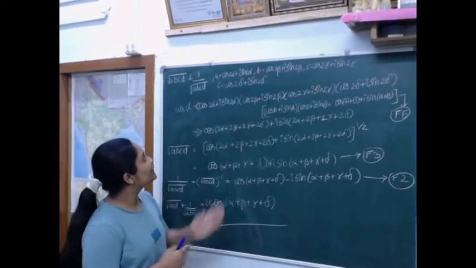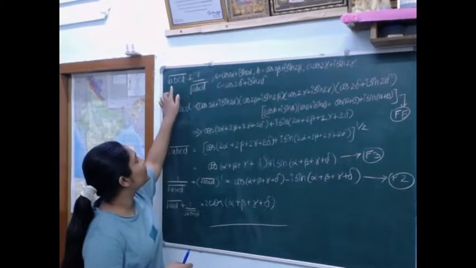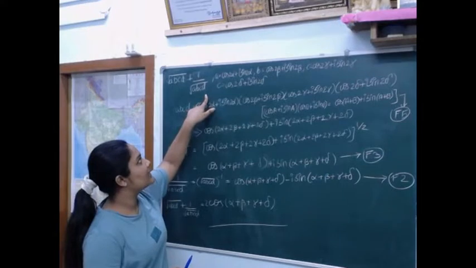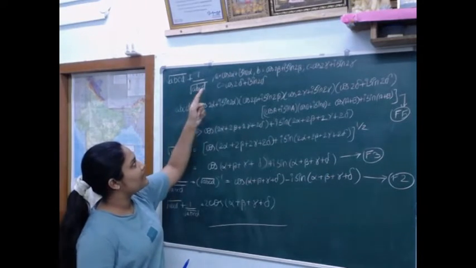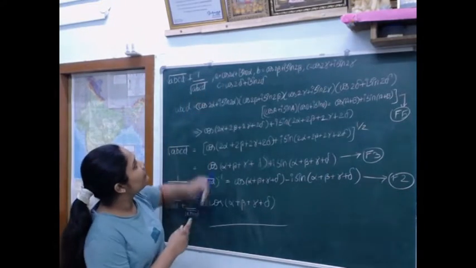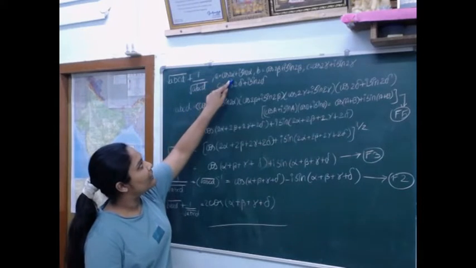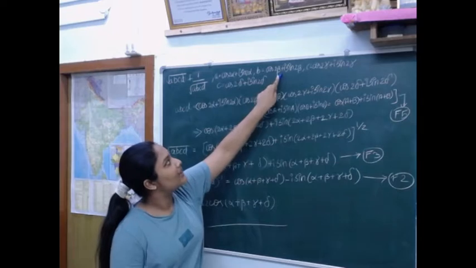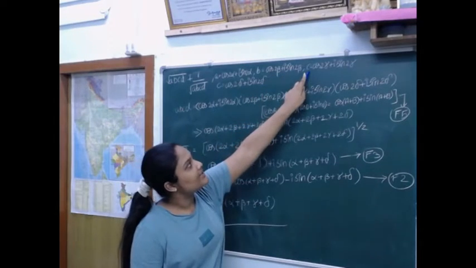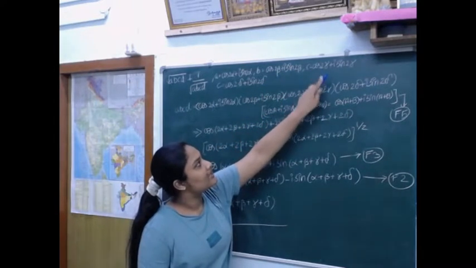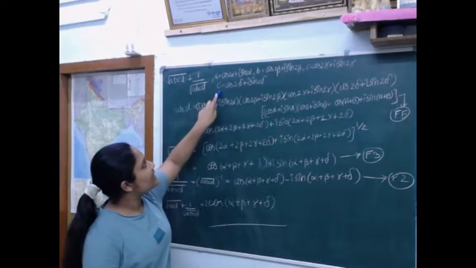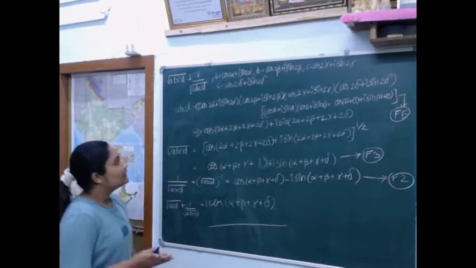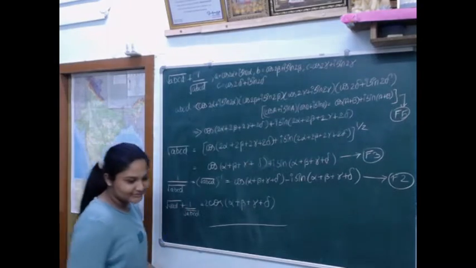So hello guys, today we'll be seeing the resultant of root of ABCD plus 1 by root of ABCD, and we have the values of A, B, C and D. So we have A equal to cos 2 alpha plus i sin 2 alpha, and B equal to cos 2 beta plus i sin 2 beta, and C equal to cos 2 gamma plus i sin 2 gamma, and D equal to cos 2 delta plus i sin 2 delta.